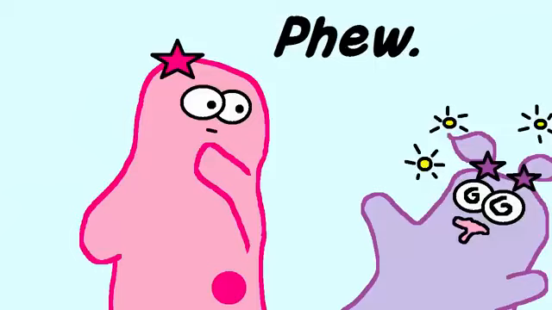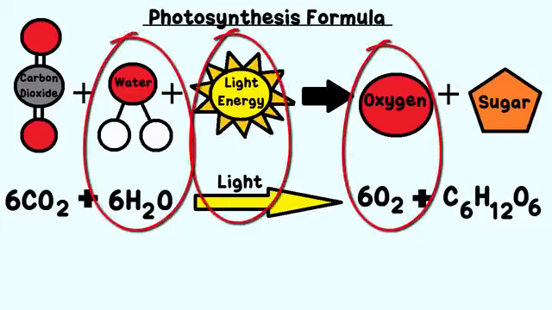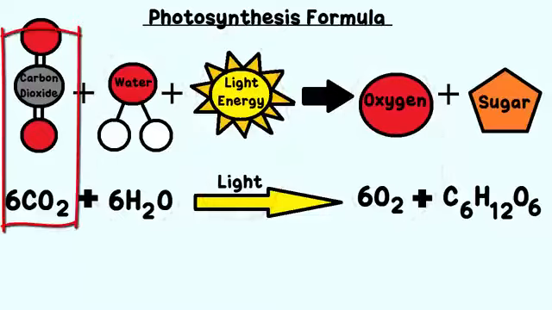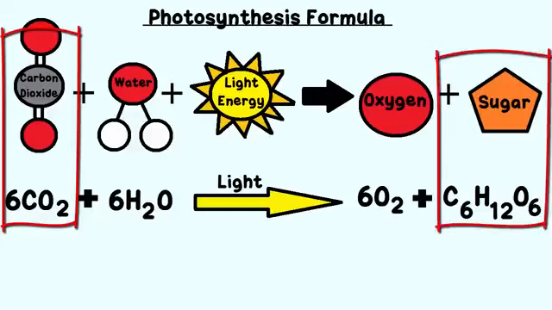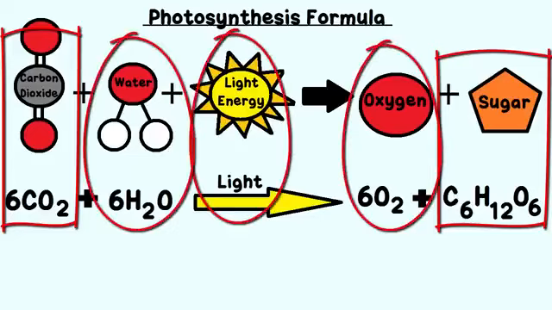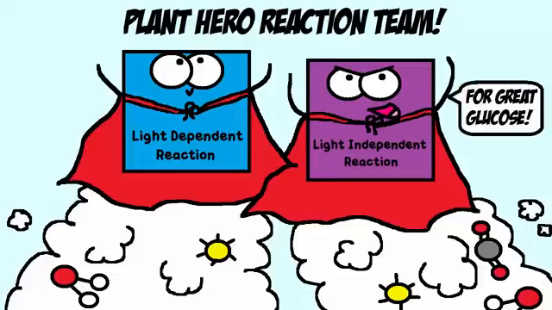Phew! So, let's take a look at this formula. Last time, I promise. So, we have here the circled items already that came from the light-dependent reaction. Now notice the other items, the carbon dioxide on the reactant side, and the glucose, which was on the product side. Those were from the light-independent reaction. Together, the light-dependent reaction and the light-independent reaction, which happen simultaneously, create the glucose that plants need to survive.